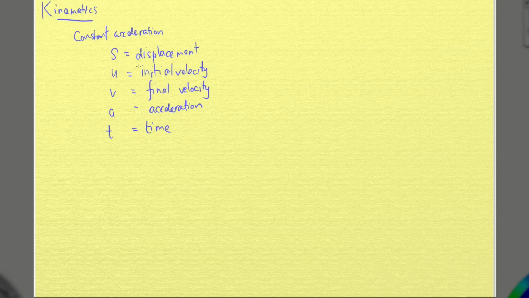So at any one time we will be given 3 of these variables, and we'll need to solve for the 4th one while ignoring the 5th one. I'll show you what I mean when I do examples after I derive these equations. So let's go right ahead and derive the equations.